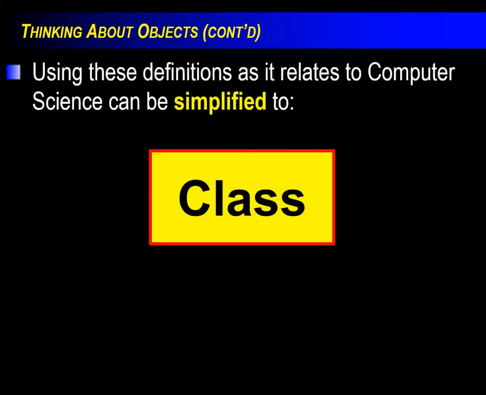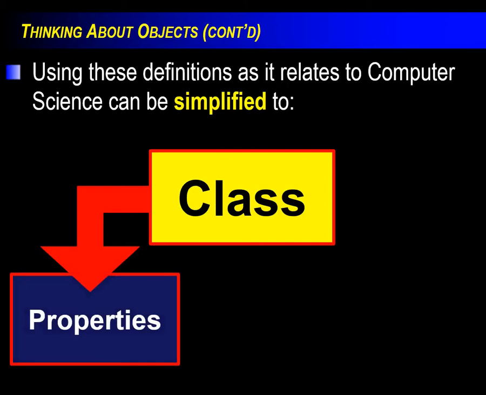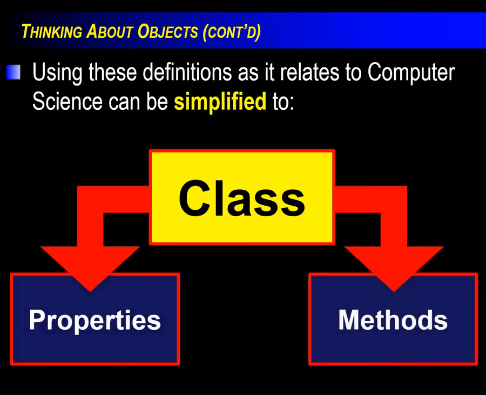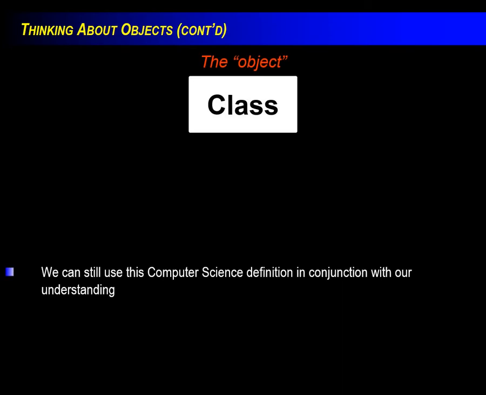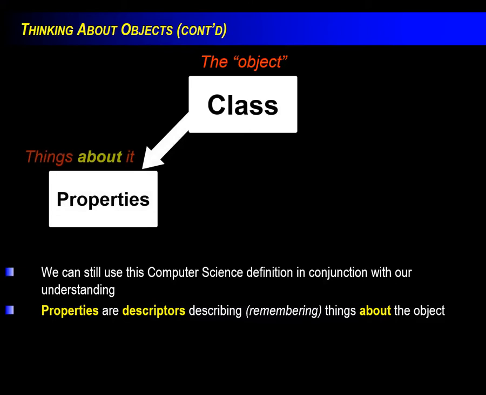Here's the simple way. This is what I want you guys to remember. In computer science, a class is a collection of properties and methods. Those are computer science terms. A class is properties and methods. Let's expand the definition beyond computer science, though. So yes, it's properties and methods. A class is like an object. The properties are things to describe that object. They're attributes of the object, or things about it, right?